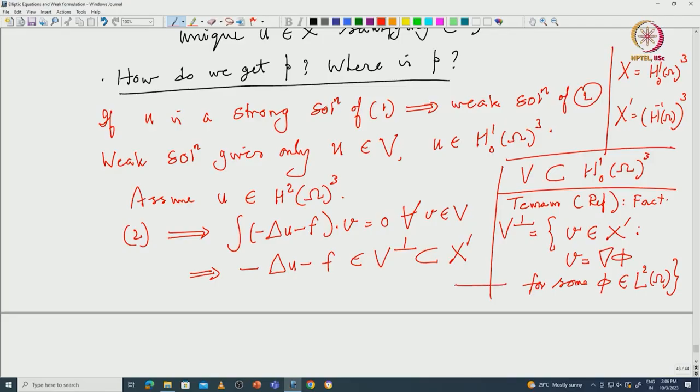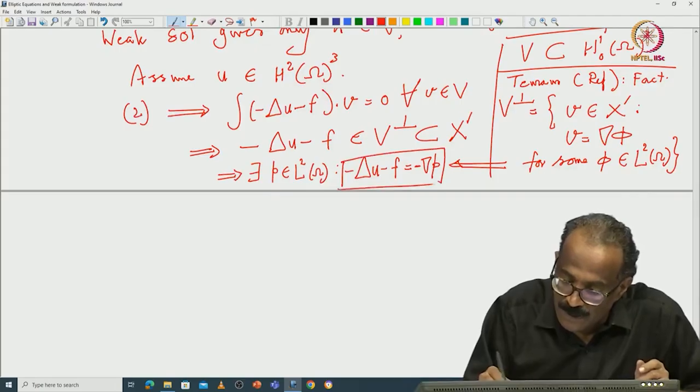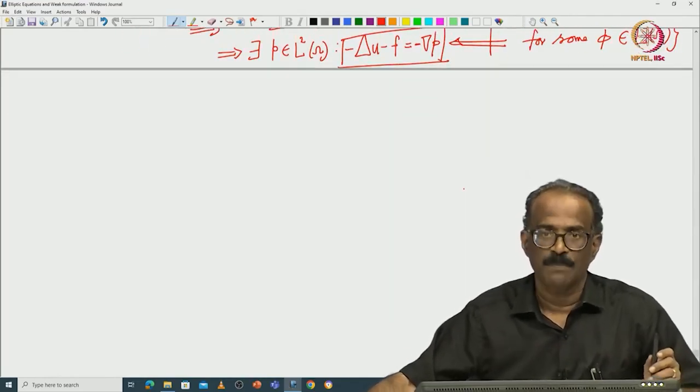So this will imply then, that's what you do. Minus Laplacian of U minus F is in V perp, that implies that there exists P in L2 of omega such that minus Laplacian of U minus F is equal to gradient of P. To satisfy the equation you can put a minus here, otherwise later you take minus here. Okay, so that is how you recover your pressure P.